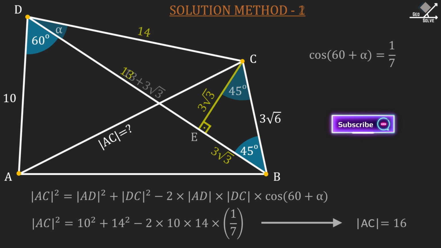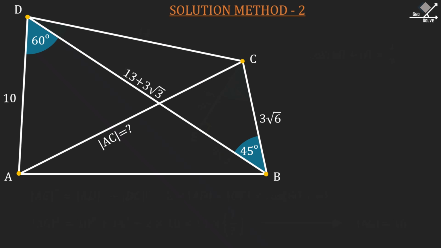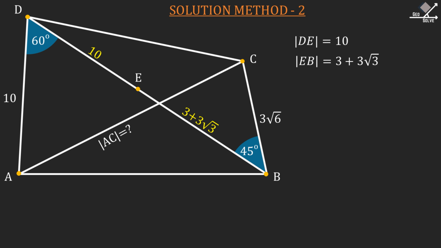Now let's clear the screen for solution method 2. First, let's assume a point E on line segment DB such that the line segment DE equals 10 units and line segment EB equals 3 plus 3 times square root of 3. And draw two separate lines connecting point A to point E and point E to point C. Then triangle DEA will be an equilateral triangle.